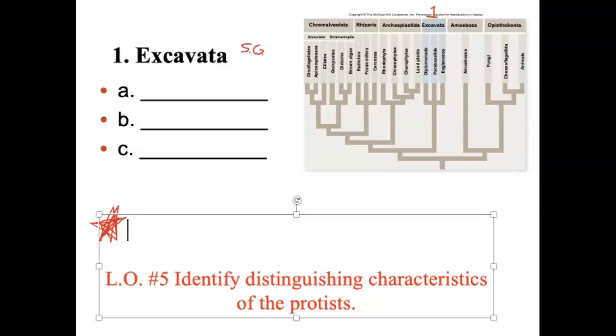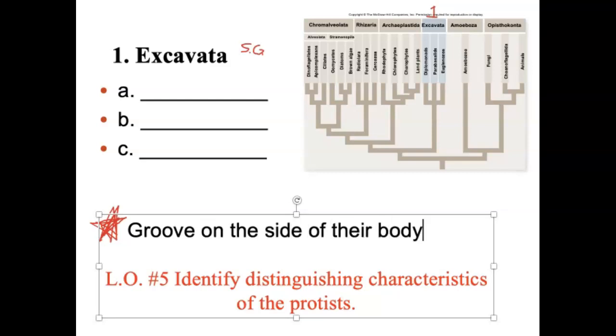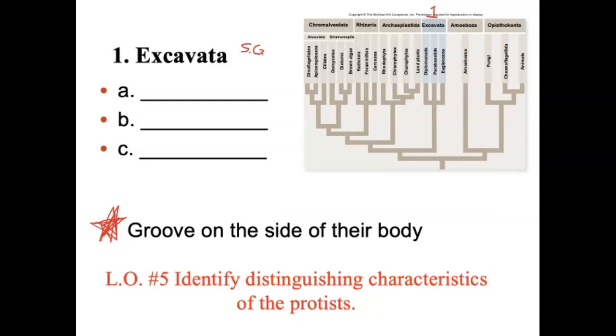All right. So to be a member of Excavata, you're a protist. You're these goofy, weird things. But the big defining feature is that the protists under Excavata all have a groove on the side of their body. Physically, they all have this groove or indentation that runs the length of their body. That's all it takes to be Excavata. When we get into Amoebozoa, Archaeplastida, Rhizaria and so on, there will be different features. We'll go through all this. Let's just work through Excavata first.